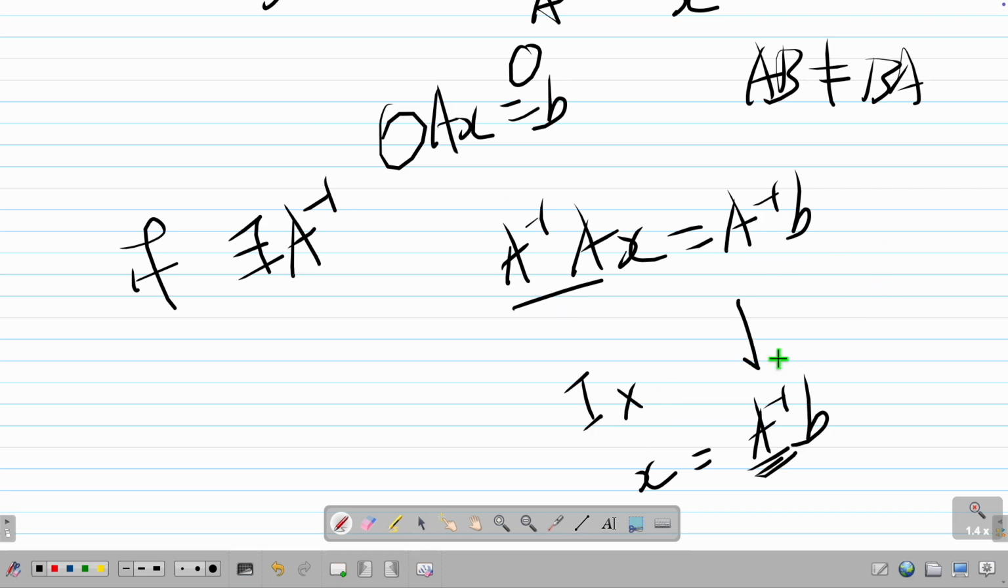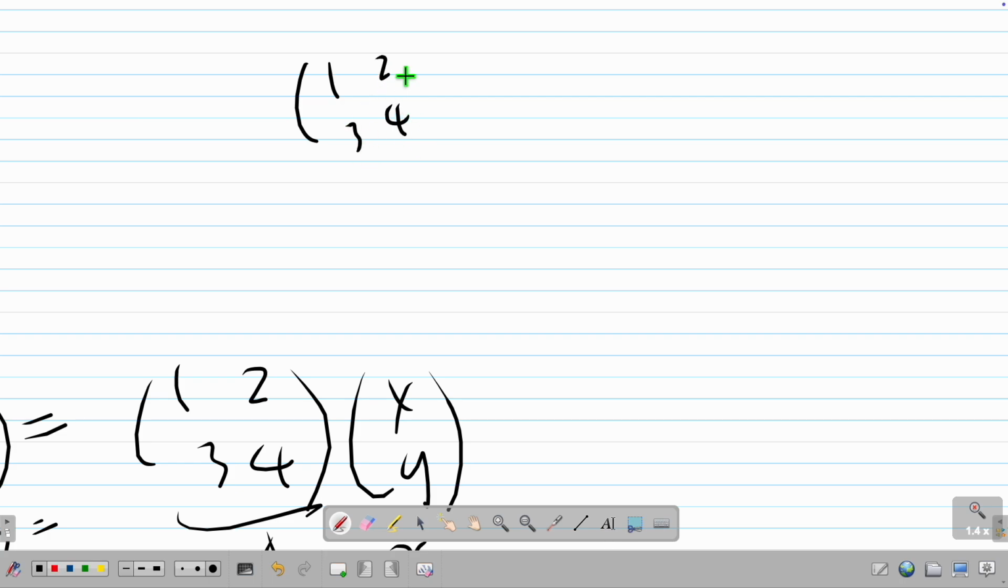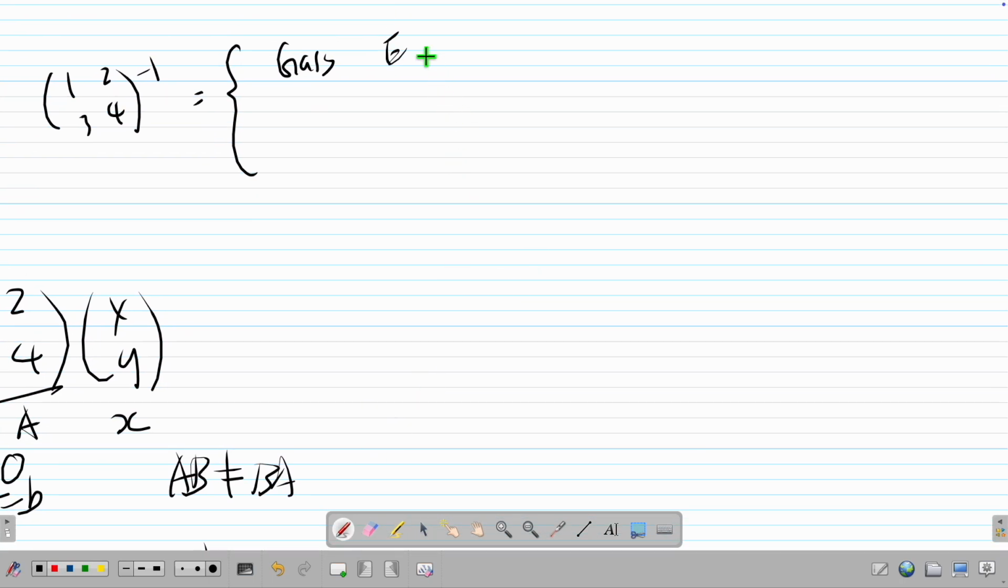Then basically the calculation is how do you find A inverse. I want to find the inverse of 1, 2, 3, 4. There are multiple ways. The first way is called Gaussian elimination. The second way is by using the determinant formula. The third way is to do something called elementary matrix multiplication.